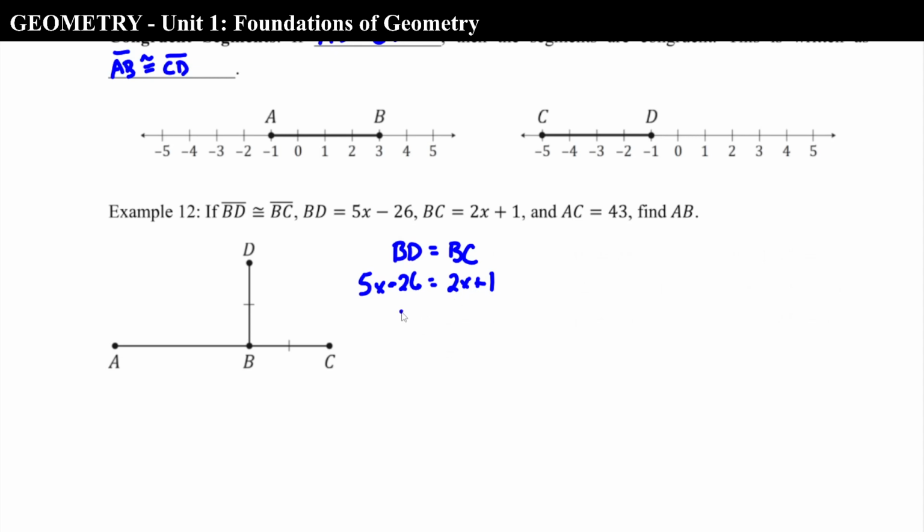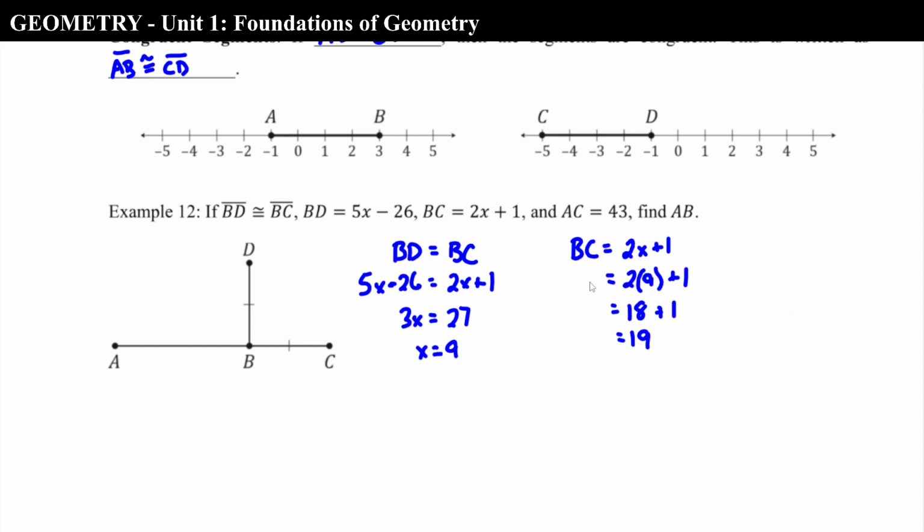So let's subtract 2x from each side. 5x minus 2x is 3x. Add 26 to 1, that gives us 27. So x equals 9. Now we know what x is. Let's use that to find BC. So BC equals 2x plus 1. If we substitute 9 in for x, we get 18 plus 1, which is 19. So the length of BC is 19.